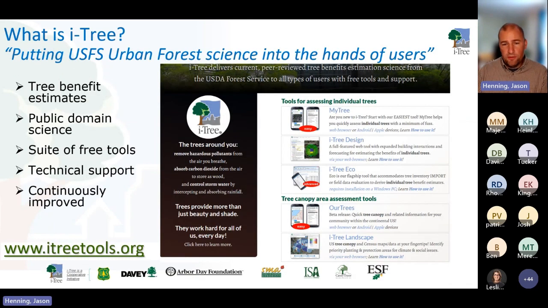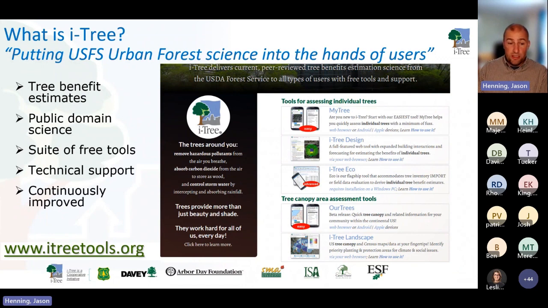So what is iTree? If you've never heard of it before, it's really a suite of software tools. And it sort of came about because there were U.S. Forest Service scientists working in the urban forestry sphere about 15 or 20 years ago. And they were doing work all throughout the country. And there were some folks who said, you know, it'd be a great idea to bring all this work under one umbrella and make sure that we can get it out to the folks.